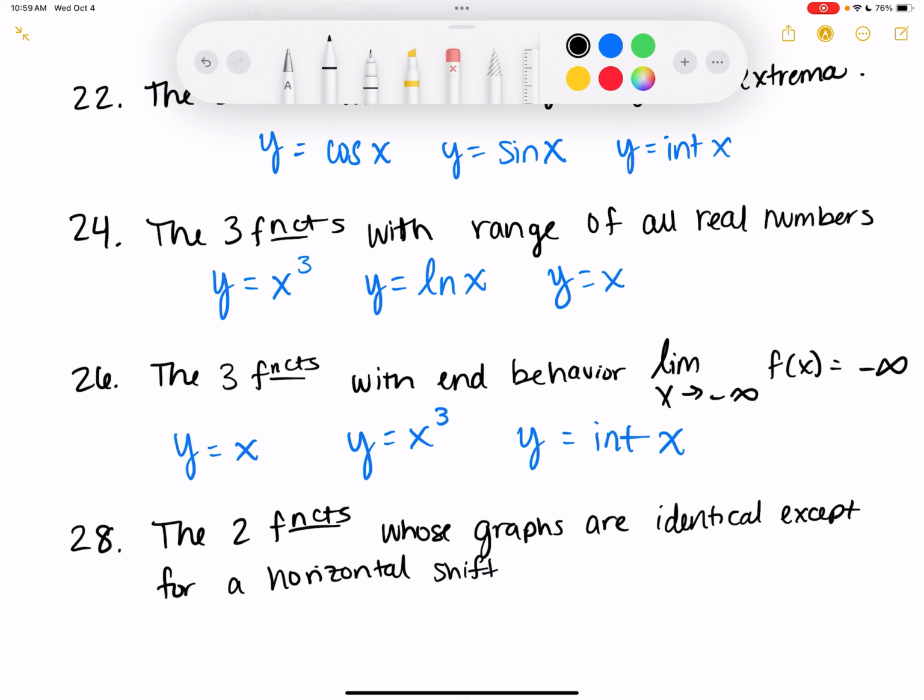Well, I guess I'll take this one. I don't know if Riley understands what that means. I got this. Basically, the graphs look the exact same. You just need to shift one of them over. Sine and cosine. I was like, there's two of them, hun. So y equals sine x and y equals cosine x.